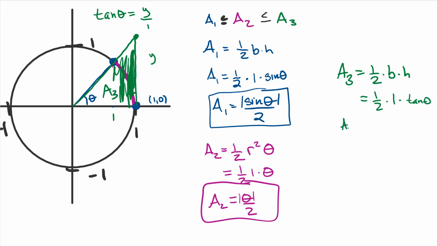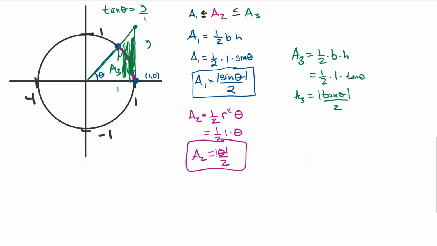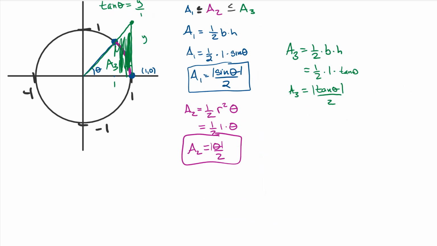So we could actually say the area 3 is just tangent of theta over 2. But tangent can be negative, so let's put an absolute value on it. There's the beginning. We're done with the circle and the triangle games. We're now going to set this up saying that our first area, the absolute value of sine of theta over 2, is less than or equal to the absolute value of theta over 2.